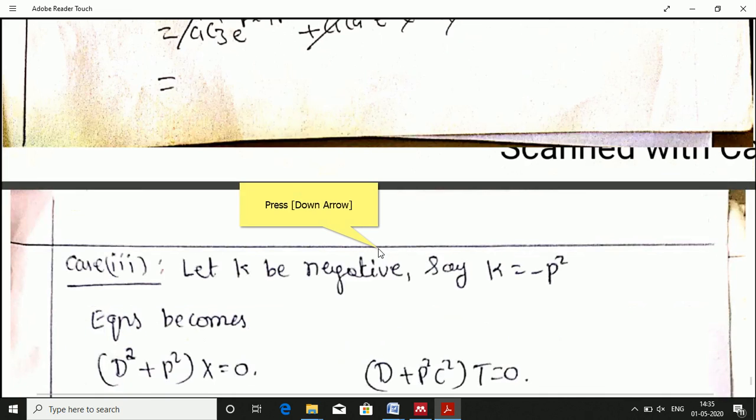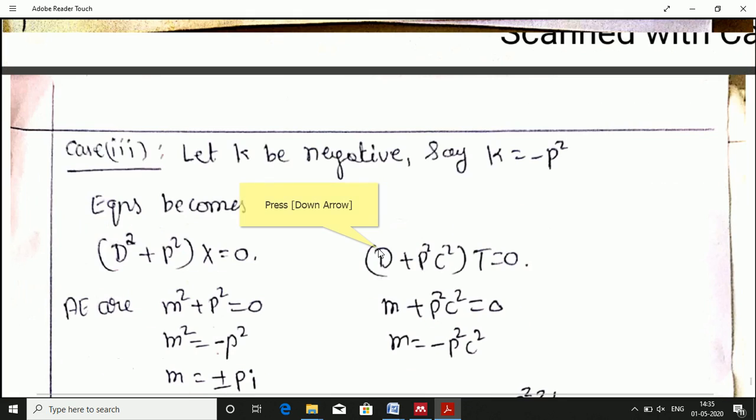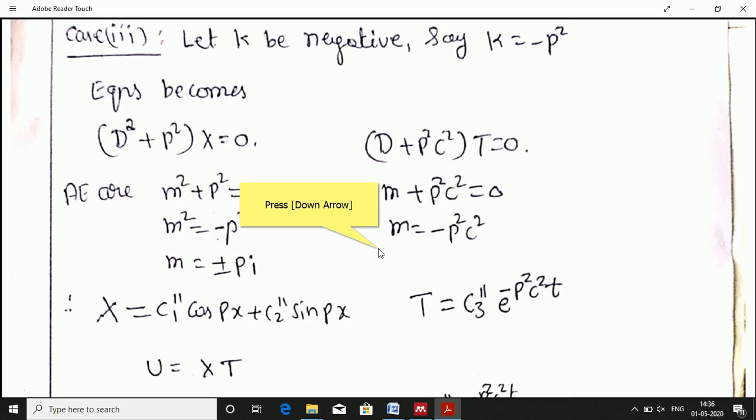Now, third case, when k is negative, say k is equal to minus p square. So the equation takes the form (D squared plus p squared) of X is equal to 0. The auxiliary equation is m squared plus p squared is equal to 0. m squared is equal to minus p squared, m is equal to plus or minus ip.